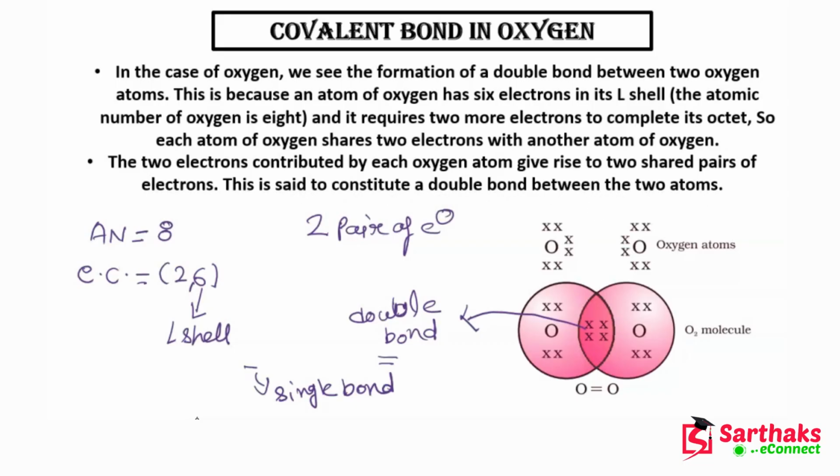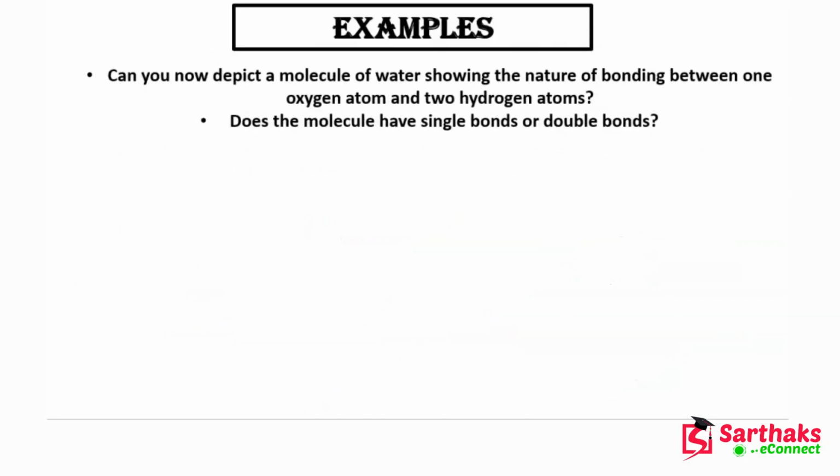So now, after understanding this covalent bond in oxygen, let's move ahead to the next slide and see some examples so that this concept will become clearer and you will have more clarity on how we make an electron dot structure if this is asked in a question. So let's move on to the next slide. Okay students, so here we are. Here we will talk about an example so that we understand what we have seen in the previous slide.